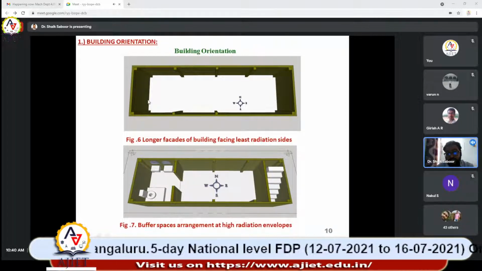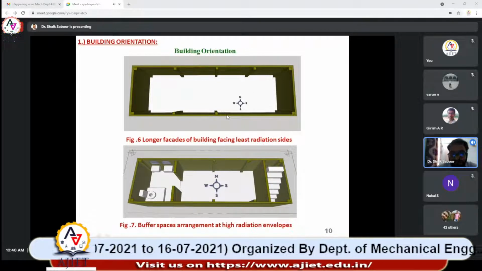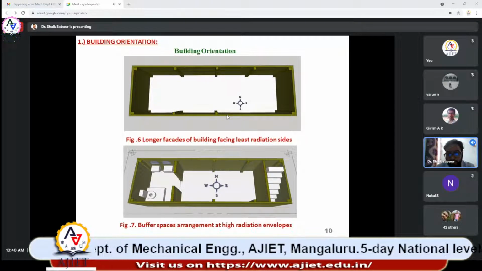Not on the north and south. If we had north and south, we would actually be locating the larger surface area of walls there. So why do we have to make it like this? That is also very, very important here.